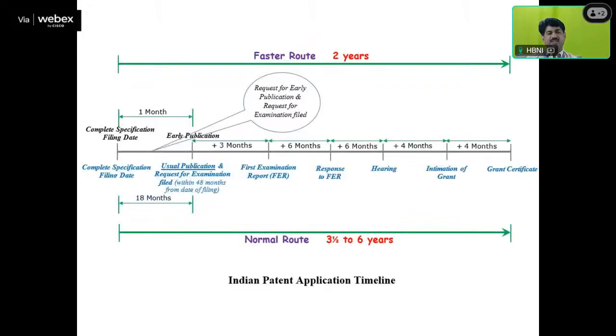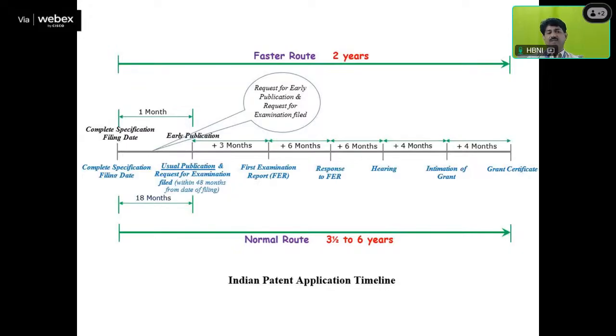So now we'll just see the Indian patent application timeline. As I told, this patenting process is quite lengthy. There are two routes actually. One is the faster route, one is the normal route. As you can see, the top one is the faster route. The faster route normally takes 2 years, and the normal route normally takes 3.5 years to 6 years for granting the patent. So if you are applying for the patent, we may expect normal route, we may get within 3.5 to 6 years time. So it's a lengthy time.